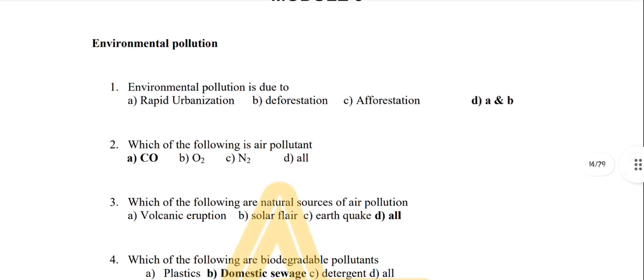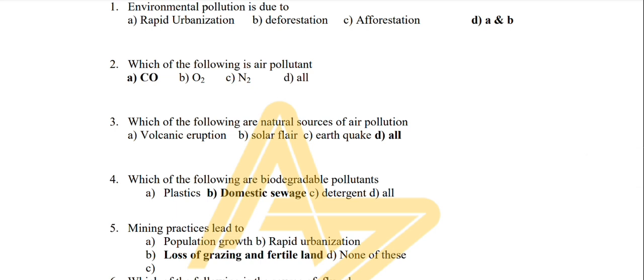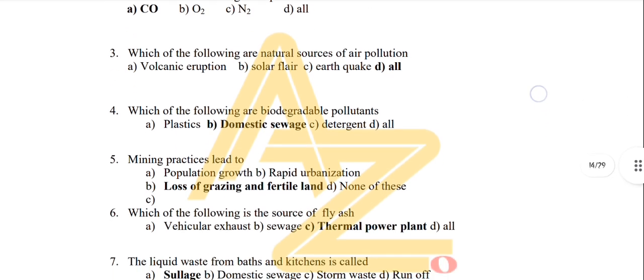Option 3. Environmental pollution is due to both A and B, rapid urbanization and deforestation. Which of the following is an air pollutant? Carbon dioxide. Which of the following is a natural source of air pollution? All the above: volcanic eruptions, solar flare, and earthquake.